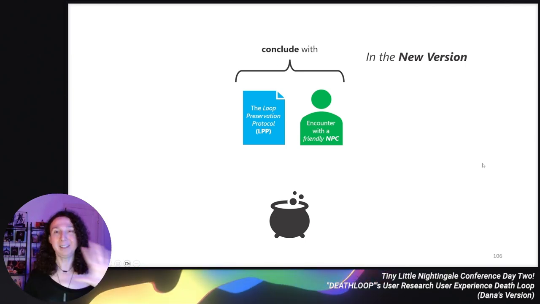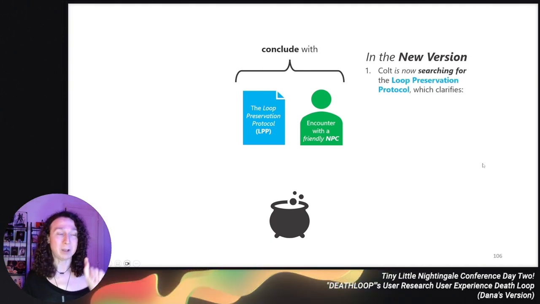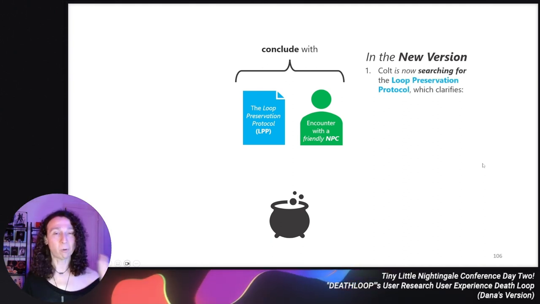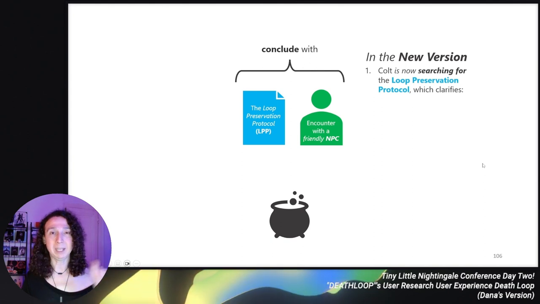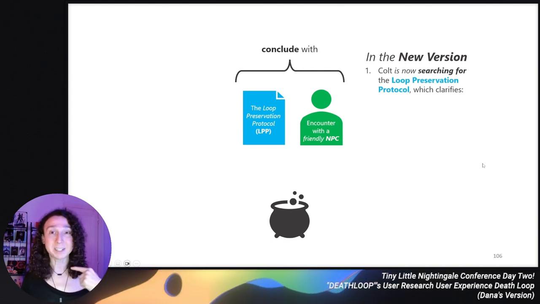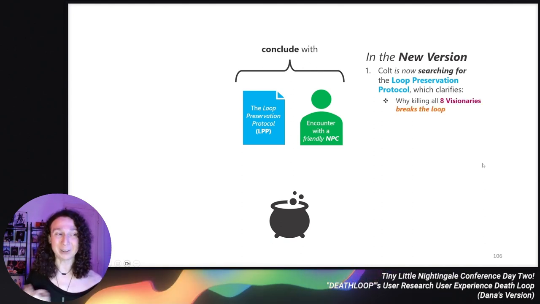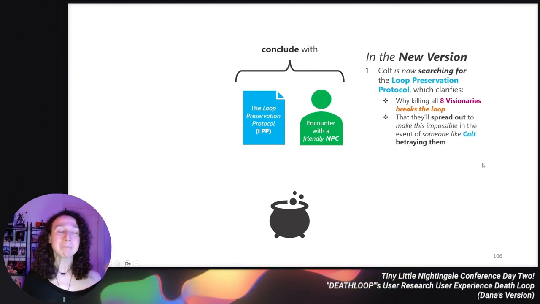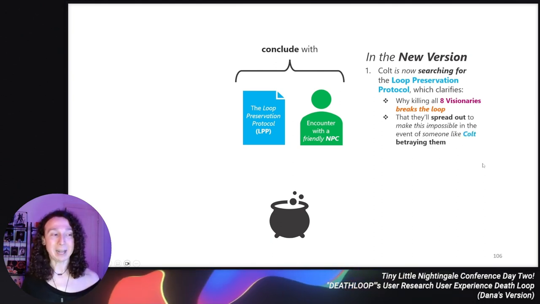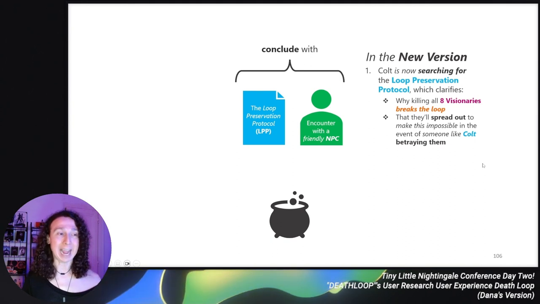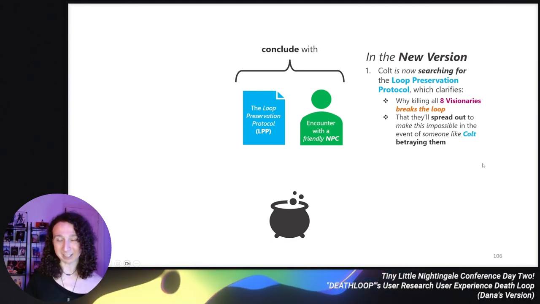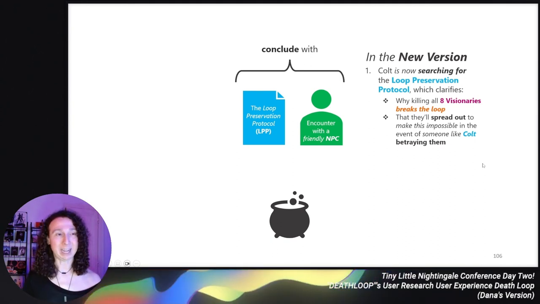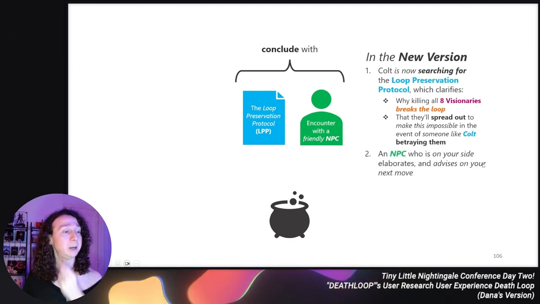So in the new version, Colt is now specifically searching for this thing called the LPP, Loop Preservation Protocol, which clarifies why killing all 8 visionaries breaks the loop, and that they're spreading out to make it impossible as a direct reaction to the way Colt is behaving, Colt's betrayal. This is now like a cause and effect type scenario.